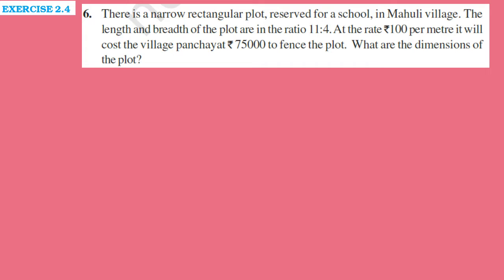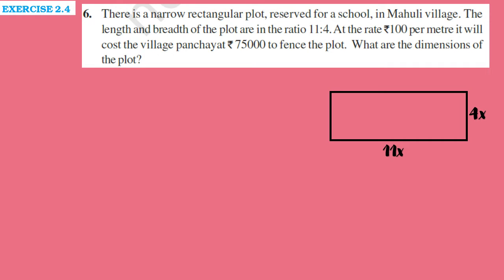So what all things are given here? First let us see that. A rectangular plot. And the length and breadth ratio is given, 11:4. And what is given? The cost of fencing. Cost of fencing means what? Fencing means cost of fencing the four borders of the plot, is it? So the length we can take as 11x and the width we can take as 4x.